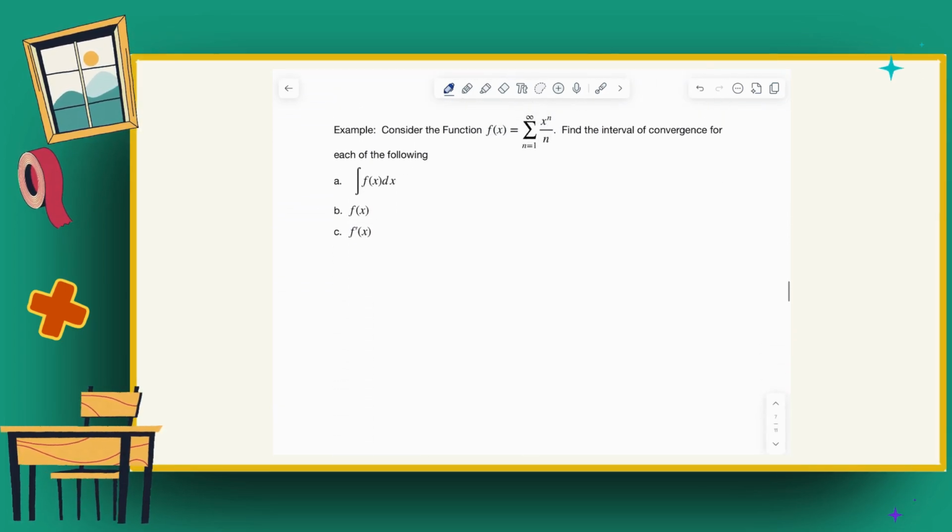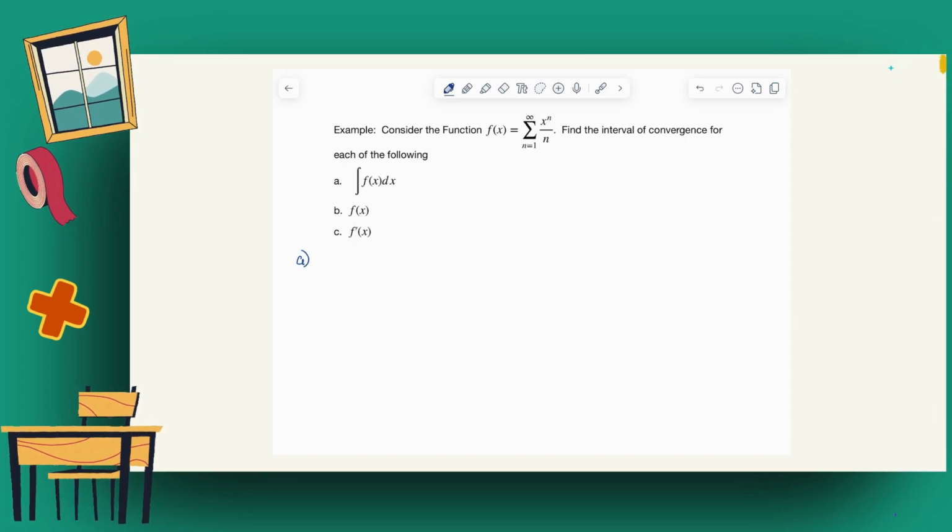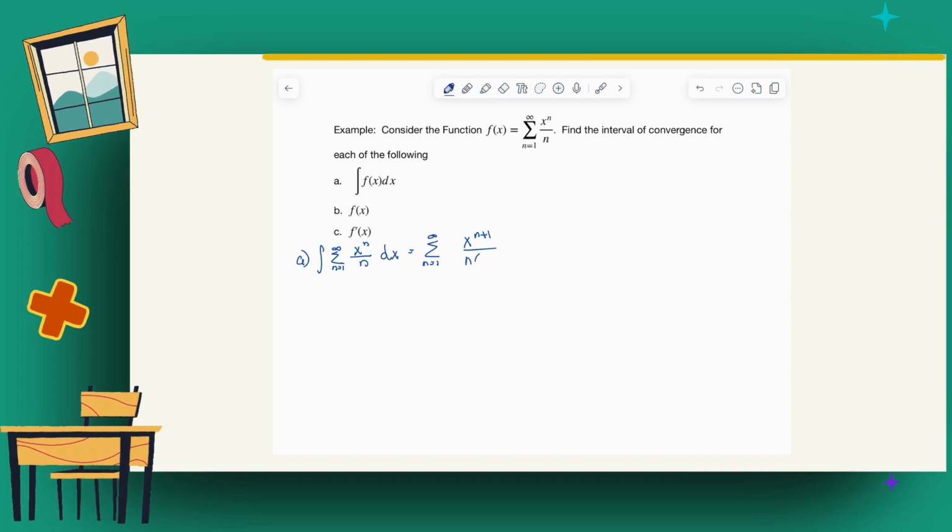Let's look at the following example. If f of x is equal to the summation of n equals 1 to infinity of x^n over n, we're going to find the interval of convergence for each of the following. Starting with example A, we're going to find the integral of the summation of n equals 1 to infinity of x^n over n. Now notice that x is our variable, so I'm going to take the integral of x^n over n with respect to x, which is going to give us x to the n plus 1 power divided by n times (n plus 1), plus C.